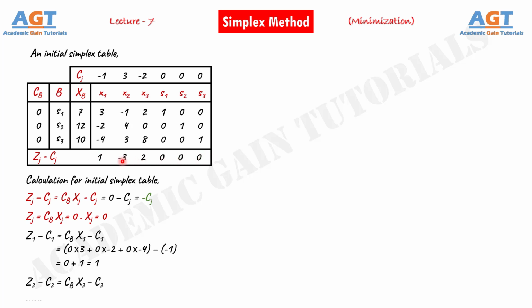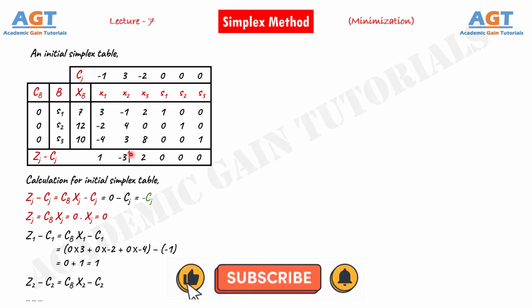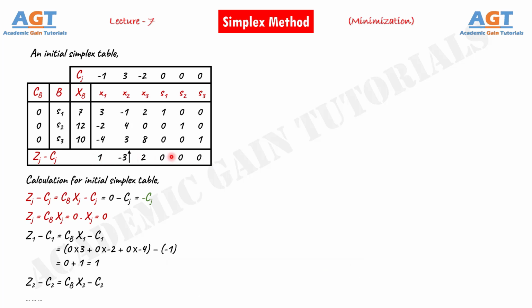Now, all the values of Zj minus Cj are not greater than or equal to 0. Here we can see a negative value of Zj minus Cj, which is minus 3. We will indicate this negative value of minus 3 by an arrow. If there were 2 or more negative values of Zj minus Cj, we would select the most negative value among them. Since here we have only one negative value, we have selected this one. We indicated this negative value of minus 3 by an arrow, and this corresponding column will be the key column. The variable x2 will be the incoming vector.